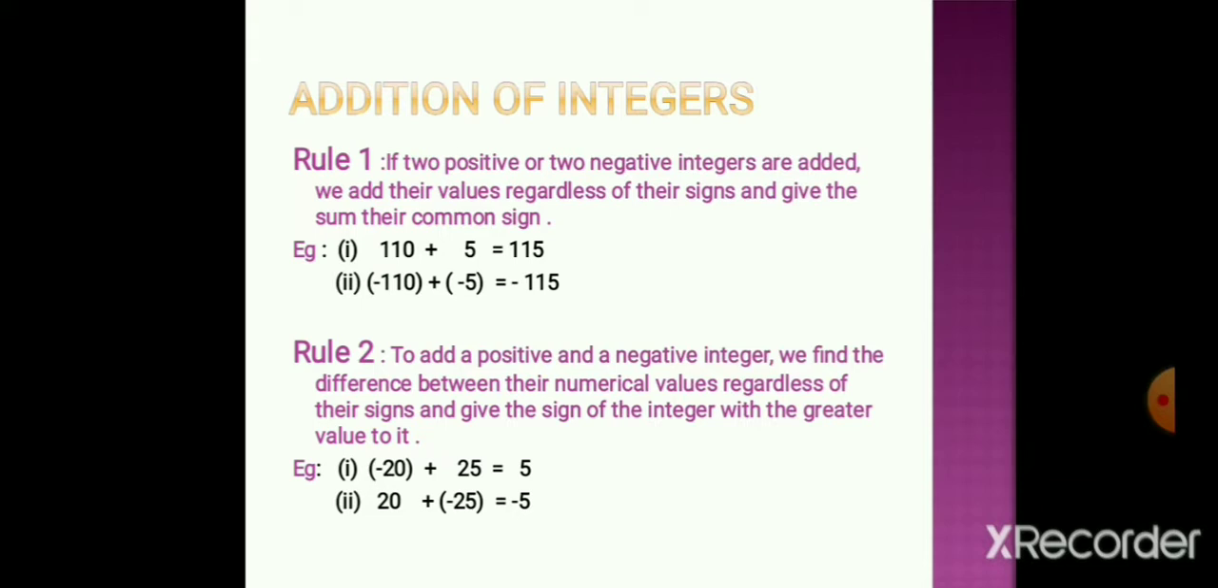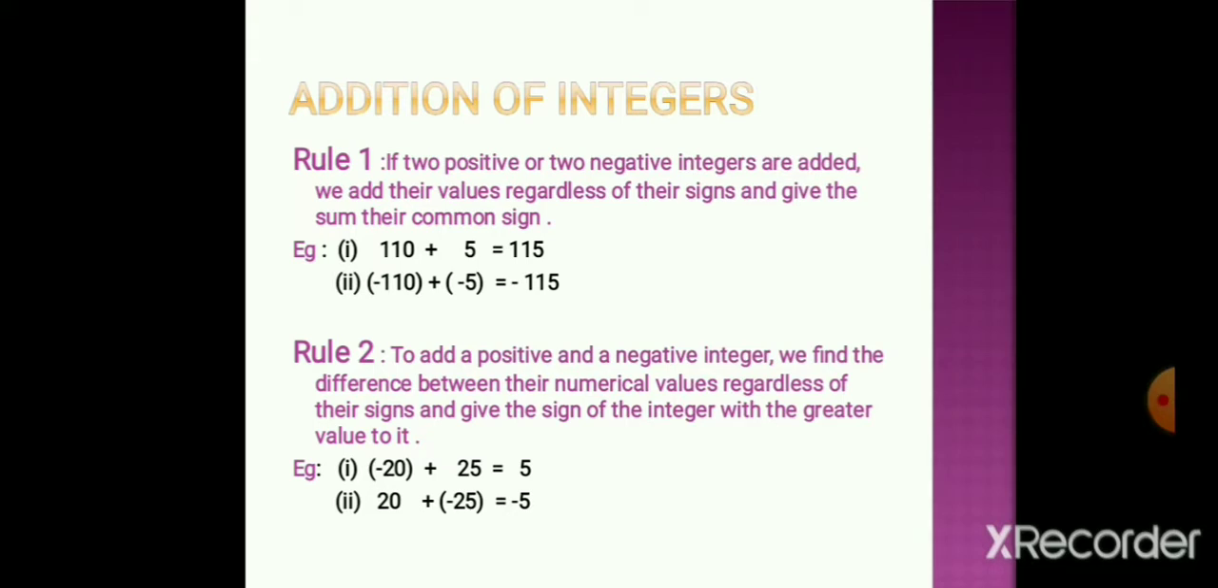Rule 2 is about adding integers with unlike signs. If the signs of the two integers are different, then what do we do? We subtract them, and give the sign of the greater number. So, look into the example. Example 1 is minus 20 plus 25. Here the signs of both numbers are different. Minus 20, its sign is negative and 25, its sign is positive. So you have to subtract them. 25 minus 20, the answer is 5.